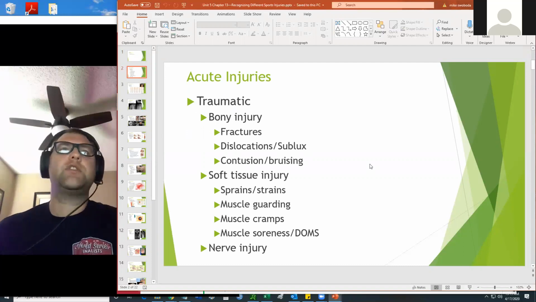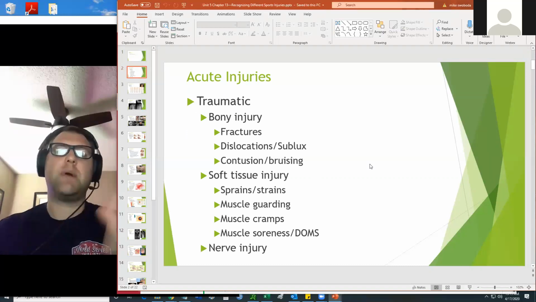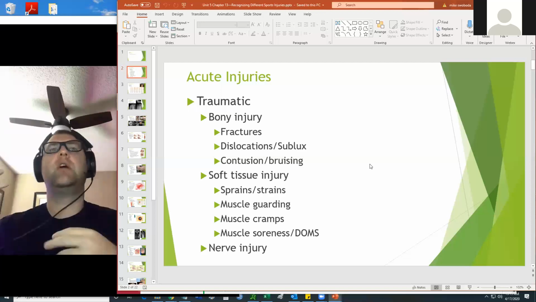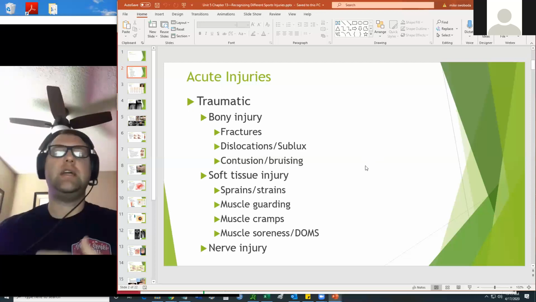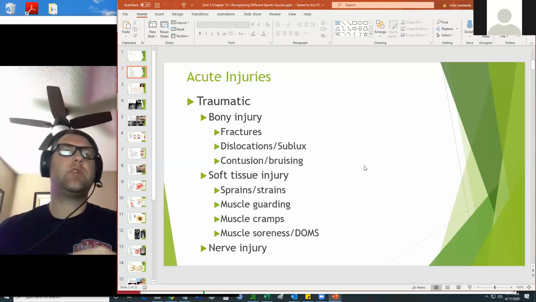So first things first, there are two classes of injuries we're going to be talking about. We're going to talk about acute injuries, and we're going to talk about chronic injuries. An acute injury is something that is immediate, short-term, happens right away. Acute injuries tend to be much more traumatic than chronic injuries, and that's going to be a big factor in what we're going to see in a lot of athletic-related injuries here.